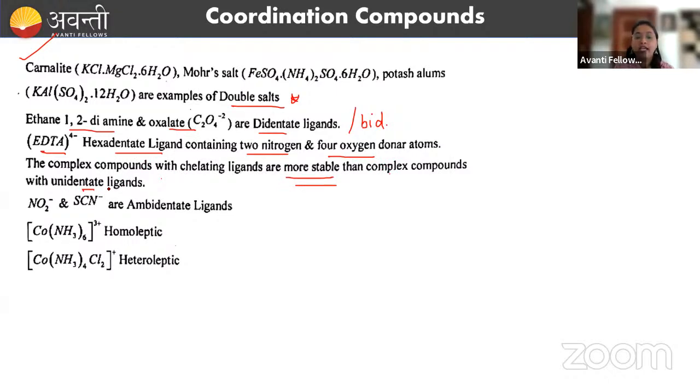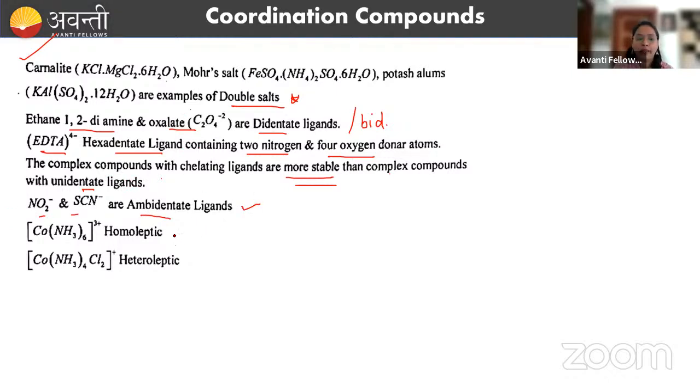I have just told you that the compound formed by chelating ligands will be the more stable complex as compared to the unidentate ligand. Is that clear to everyone? Right? So these 2 are what? Ambidentate ligand. I have just told you.